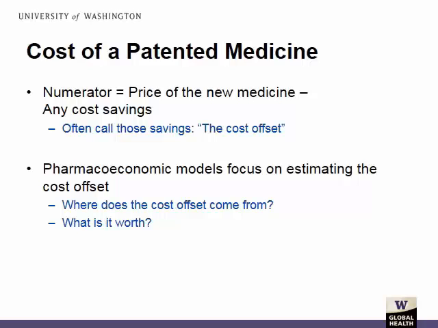There is a special note that I wanted to make with regards to the cost of a patented medicine. In the numerator of the cost effectiveness ratio, you have the price of the new medicine minus any cost savings. And often these cost savings are called an offset. So this is in the realm of pharmacoeconomics.